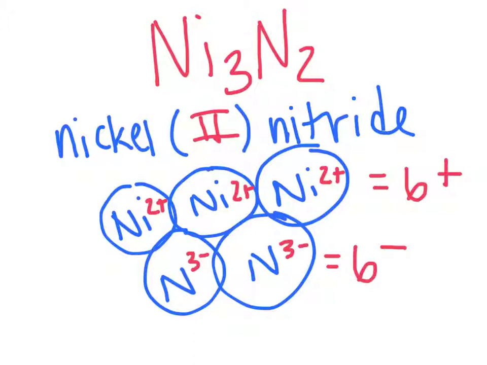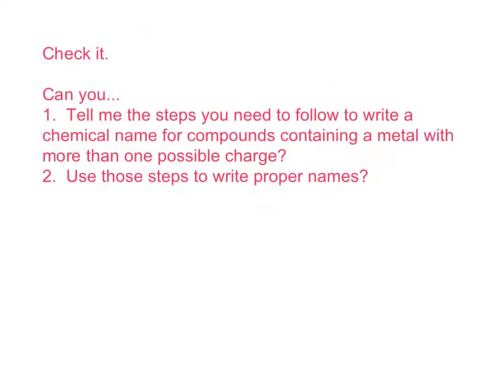So that was a tricky one. If you got that example, you should feel pretty good, like you have it. This wraps up another lesson, and you want to make sure that you are able to, number 1, tell me the steps you need to follow to write a chemical name for compounds containing a metal with more than one possible charge, and number 2, use those steps to write the proper names. So make sure you have them down, make sure you can use them, or, as always, come in with questions.